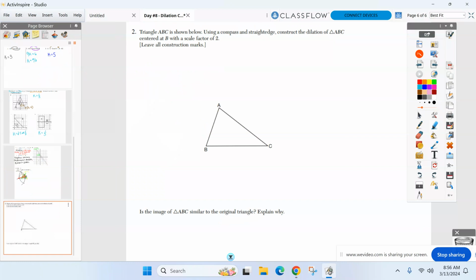Where's the center? Centered at B, which is a vertex. So guess where point B is going? Nowhere, right? If it's centered at B, B is not going anywhere. Oh boy, I'm going to make you dig deep. You're not allowed to look back in yesterday's notes. Point B is called what type of point then, if it goes nowhere after I dilate it?